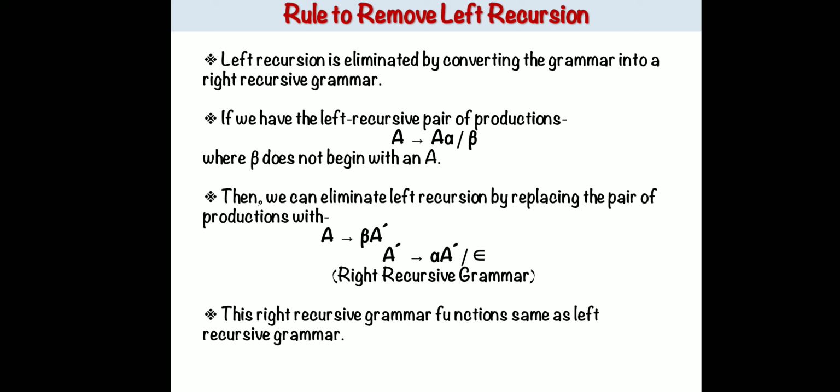Suppose there is a production A arrow A alpha slash beta, where beta does not begin with an A. Then we can eliminate left recursion by replacing the pair of productions with A arrow beta A dash, A dash arrow alpha A dash slash null. This is known as right recursive grammar. This right recursive grammar is used in the predictive parser.